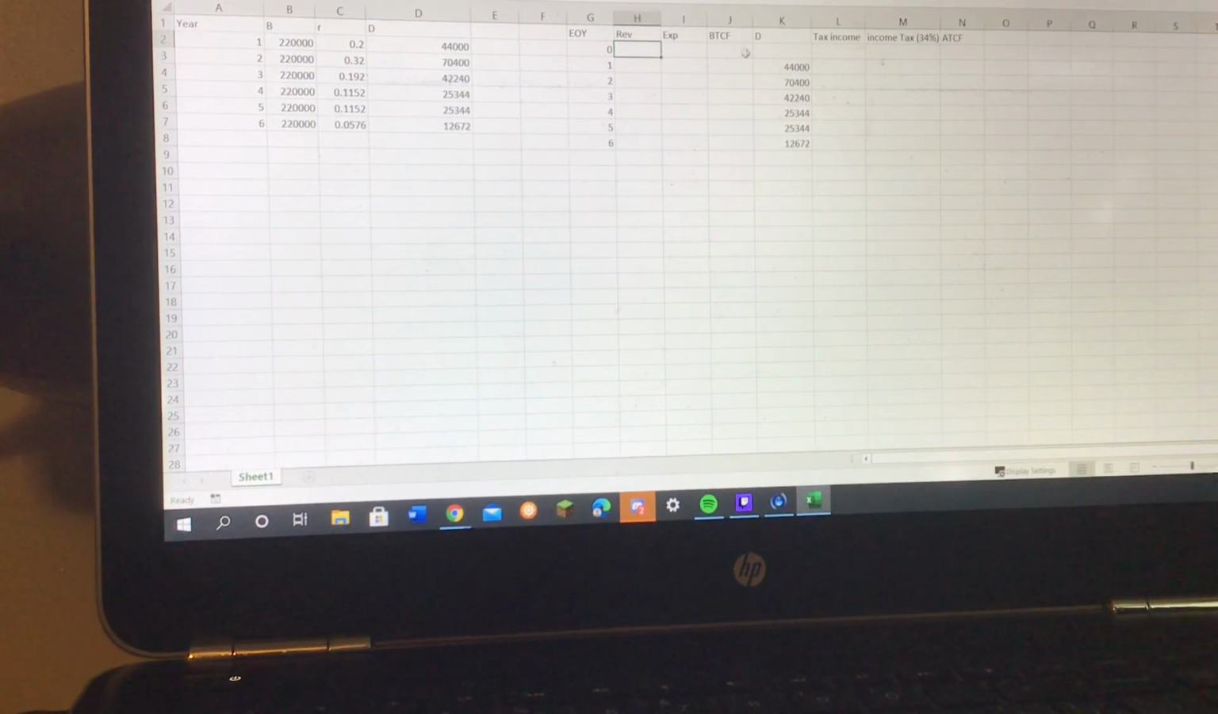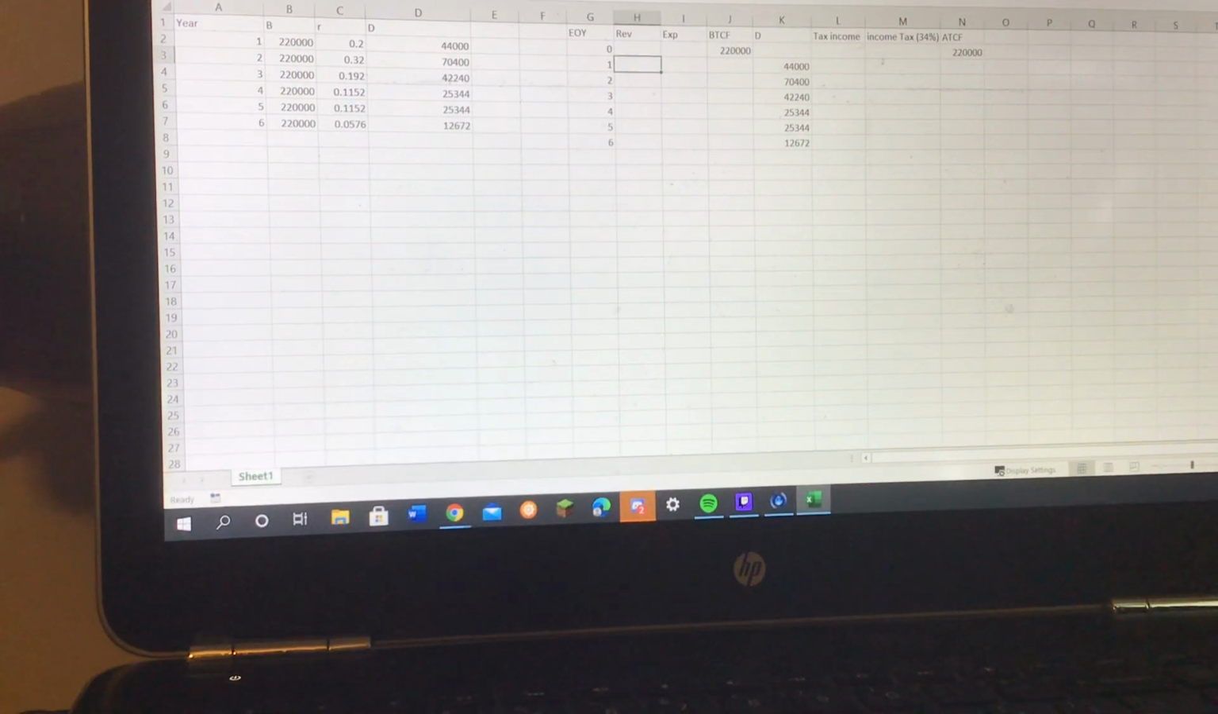So for year 0, I know we're jumping around here a little bit, but for end of year 0, revenues is unimportant or not applicable. Expenses also not needed. Our before tax cash flow, that's 220,000. We were given that in the problem itself, again for after tax cash flow, because it's not being taxed.